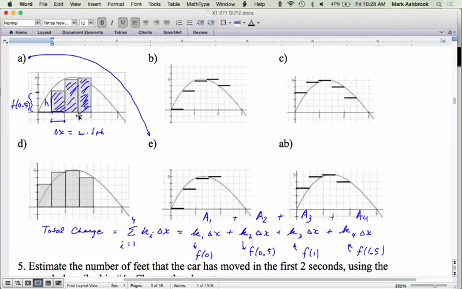Right. So let's talk about what we would get if we wanted to make our approximation better and better. What would it mean for the area of these rectangles, for the sum of the areas of these rectangles, if we did a better approximation of this total change? Yeah, so more rectangles. What would the implication be?